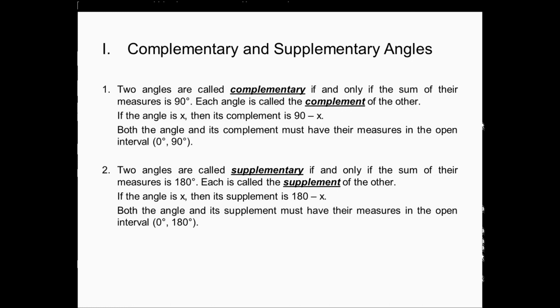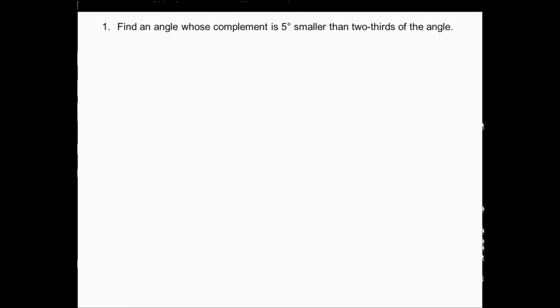We actually need three examples. One that just contains the word complementary, one that just contains the word supplementary, and one that contains both words. So, some examples. Okay, number one says, find an angle whose complement is 5 degrees smaller than 2/3 of the angle.